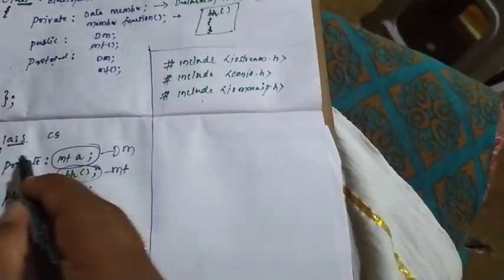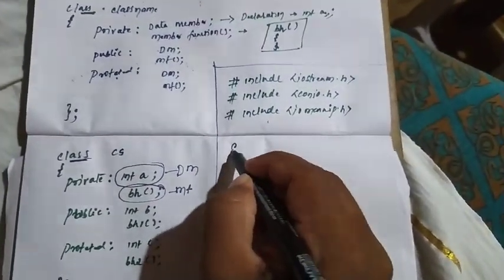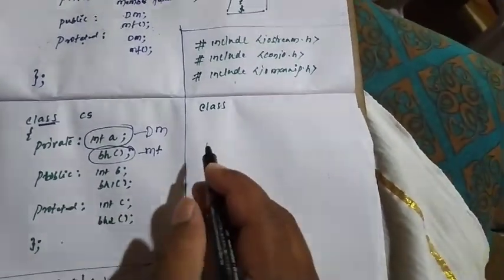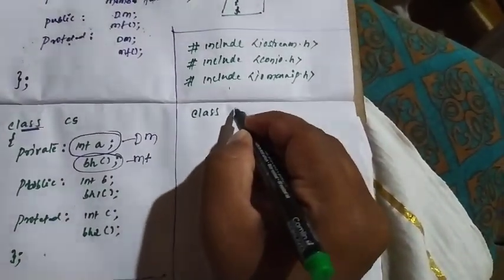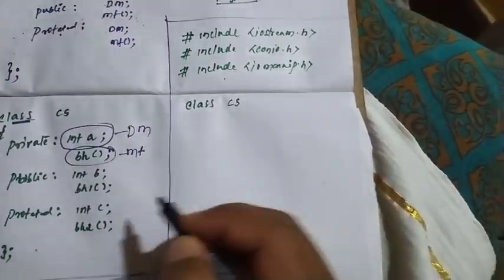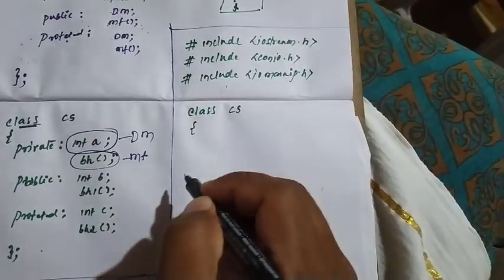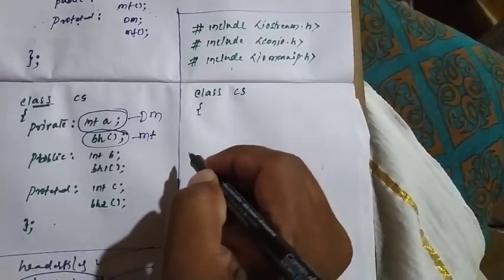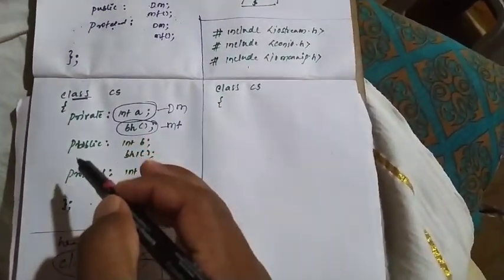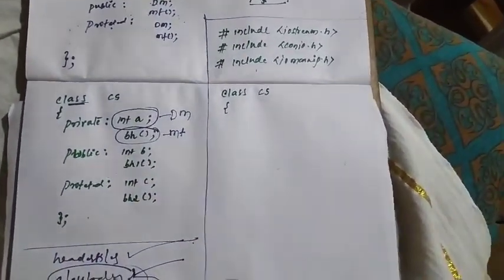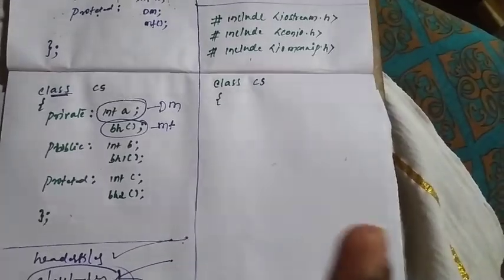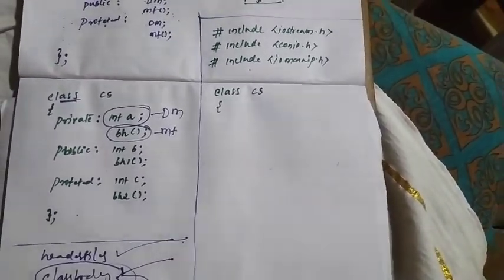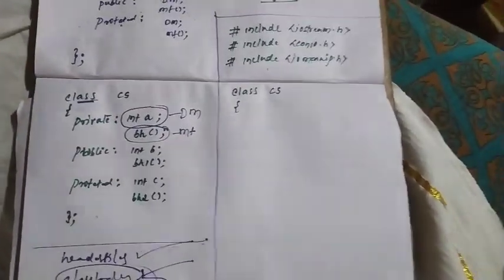Next, immediately the class. Just now I have told the class name can be anything. Class CS I will declare. Open the flower bracket. And I have told all three access specifiers are not compulsory, but an access specifier is compulsory.